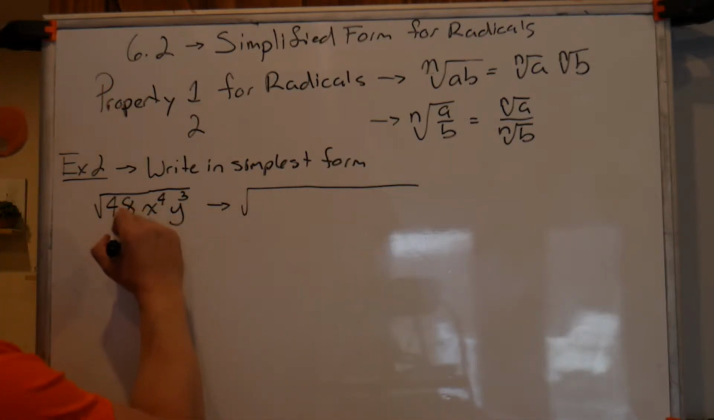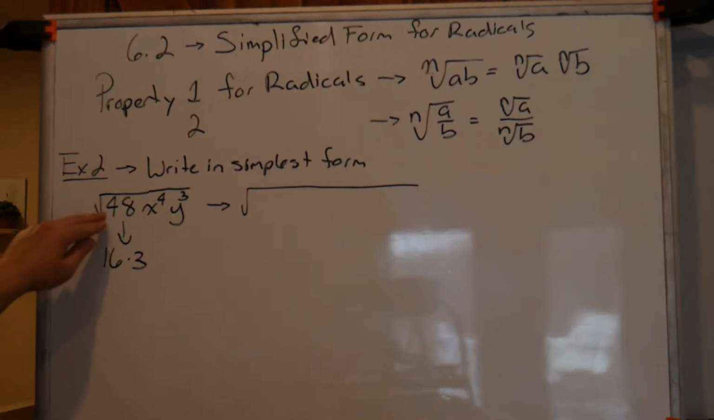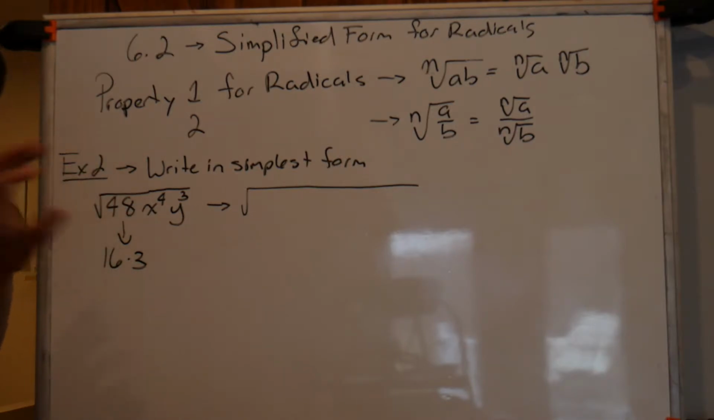48. Well, maybe I'll do this. When you have a number, you want to think, can I get a perfect something out of it, whatever my index is? In this case, a square. It's a square root. Can I get a perfect square out of 48? I can. 16 is a perfect square. So I'm going to pull a 16.